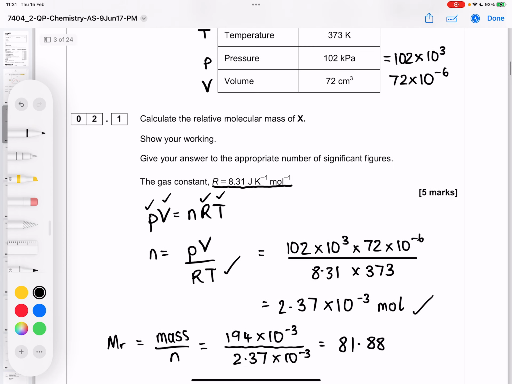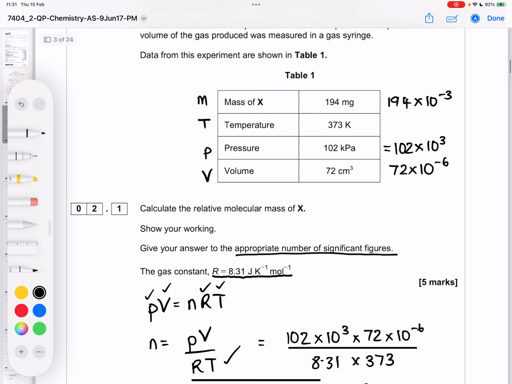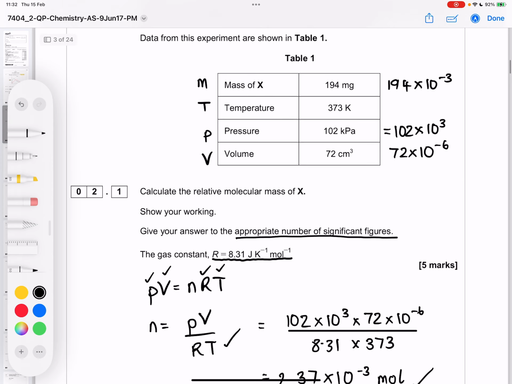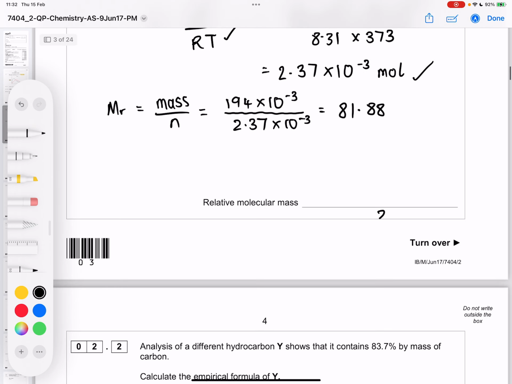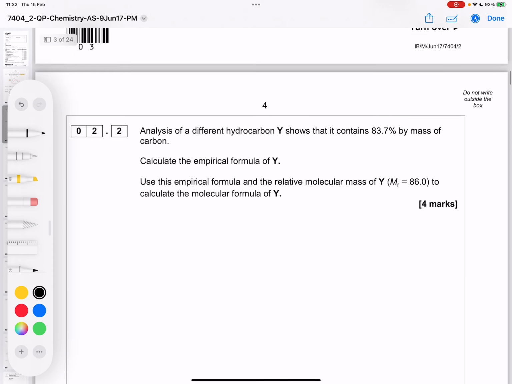Now I'm just going to check, it does say appropriate number of significant figures. So if we have a look, we've got 3 significant figures, 3 significant figures, 3 significant figures, but only 2 significant figures for the volume. So that means we would need to give our answer to 2 significant figures. So we're going to give our relative molecular mass as 82.